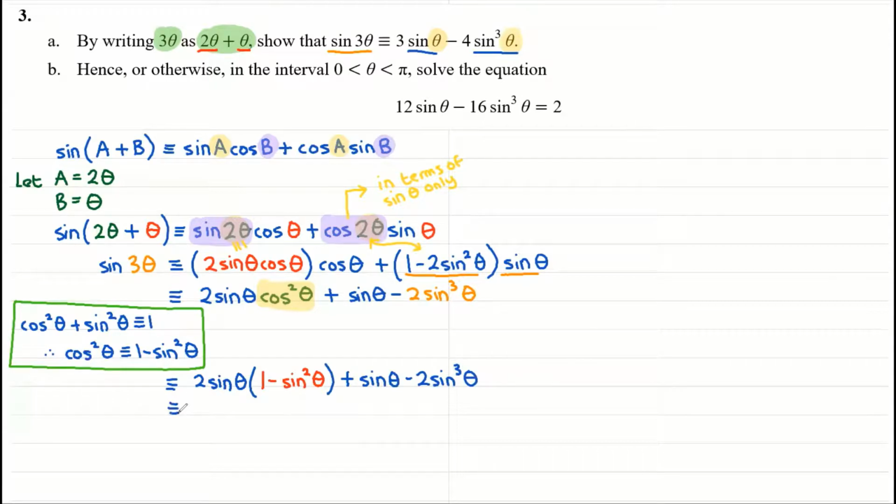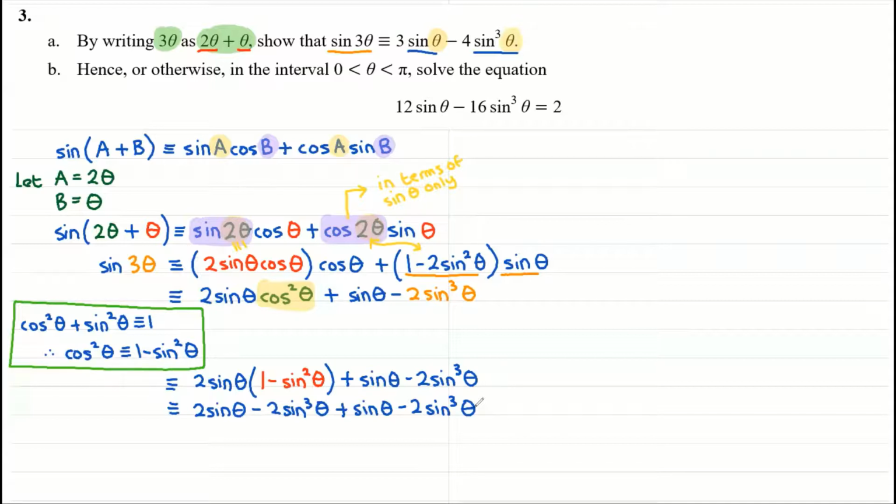So multiply everything in the bracket in red by 2 sine theta. So that's going to be 2 sine theta, the first term, subtract 2 sine cubed theta. Add sine theta, subtract 2 sine cubed theta. Taking great care with your signs as well, as in plus or minus. Right, let's collect like terms.